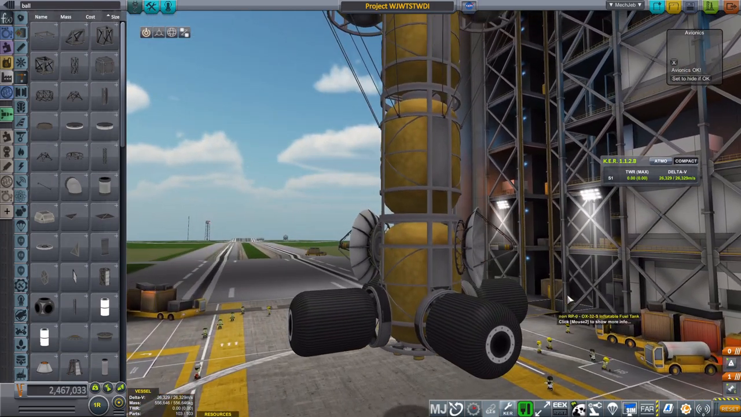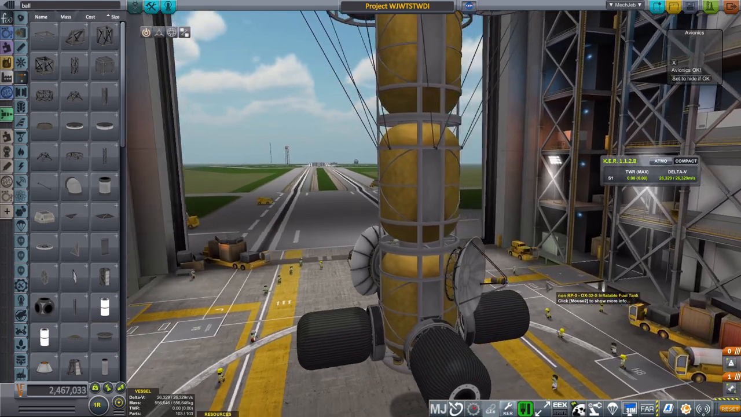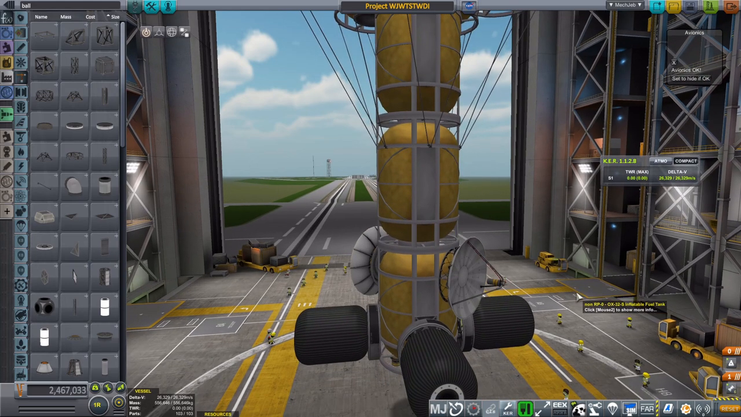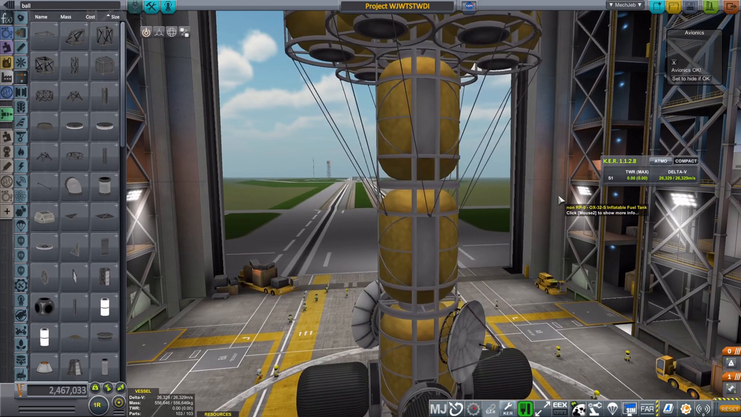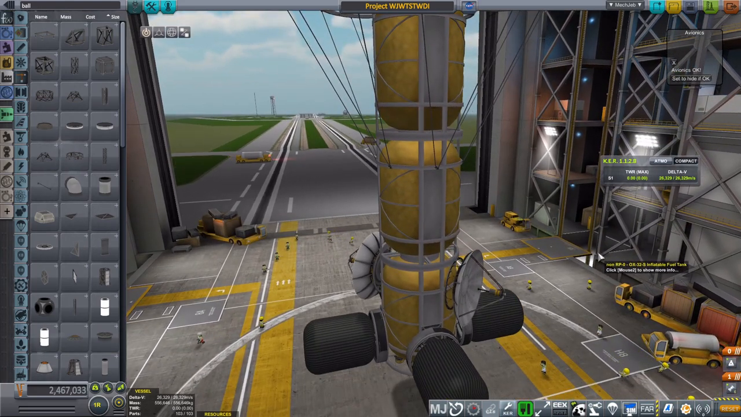Yep. Those communication dishes are meant to be relay dishes, so that the lander itself would communicate back to the mothercraft and then the mothercraft back to Earth, as opposed to having to have a sufficient communication system on the lander itself to communicate all the way back to Earth.